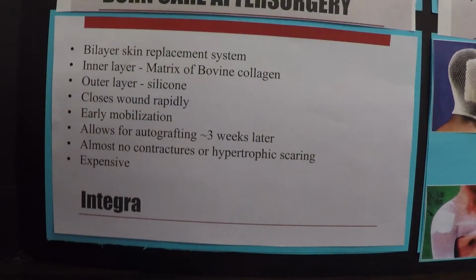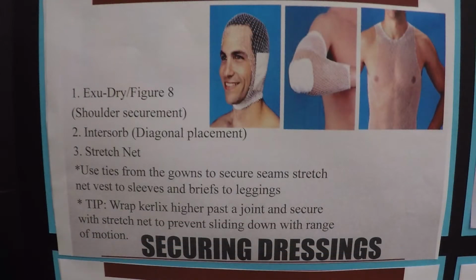Integra is a bilayer skin replacement system. Inner layer is a matrix of bovine collagen. Outer layer is silicone. Closes the wound rapidly, allows early mobilization, allows for autografting 3 weeks later, and almost no contractures or hypertrophic scarring, but it is expensive.